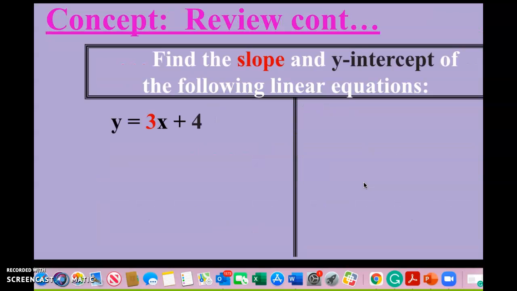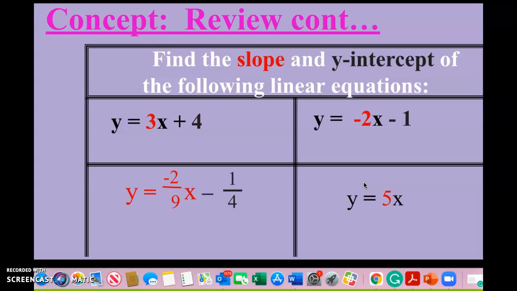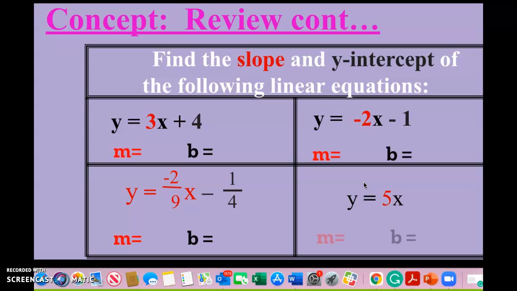Okay, here we have a couple of equations that are in slope-intercept form, and I want you to take a few minutes to solve for m and b on every equation. Remember that m is your slope and b is your y-intercept. At this time, go ahead and pause the video for a few minutes to allow the students to submit their answers on the chat.